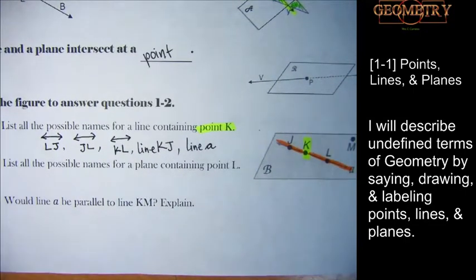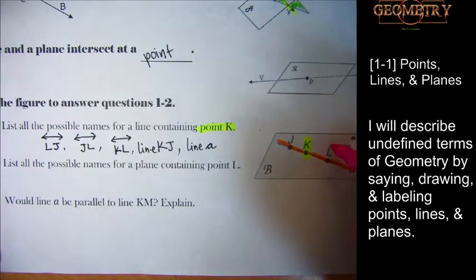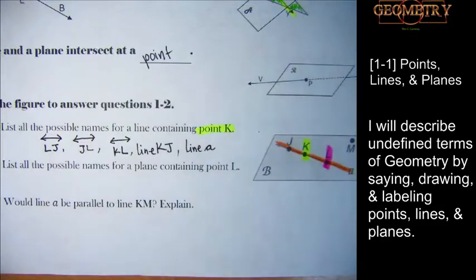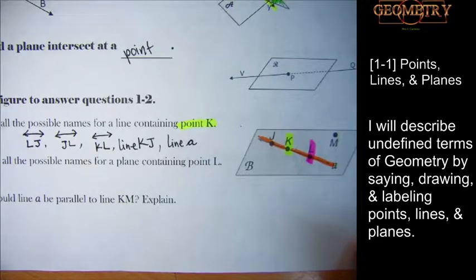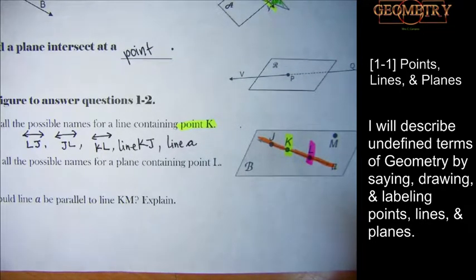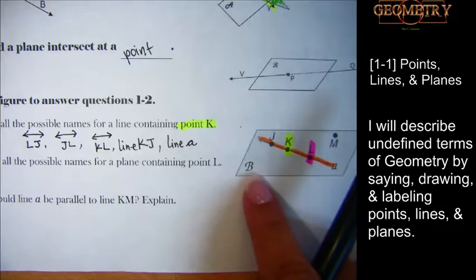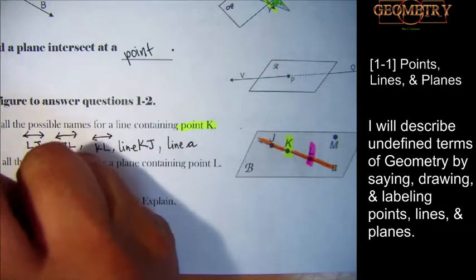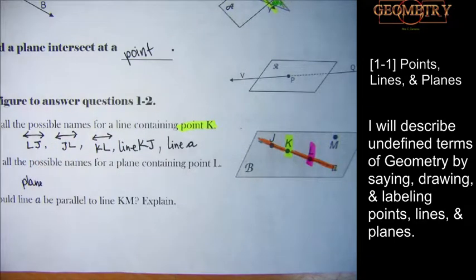List all the possible names for the plane containing point L. So looking for point L. Here it is. It's sitting on that little shaded piece of paper. What is the name of that plane? Okay, well, are you going to use the uppercase cursive letter or are you going to use 3 points? If we use the uppercase cursive letter, it's this one, B. Notice how there's no dot near it? That means that that uppercase letter isn't representing a point. It must be representing the name of the plane. So I can say this is plane, and then I'm going to do my best for a cursive B.